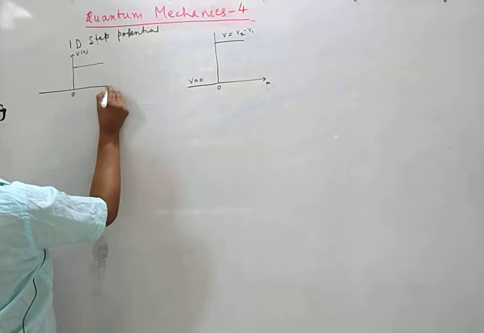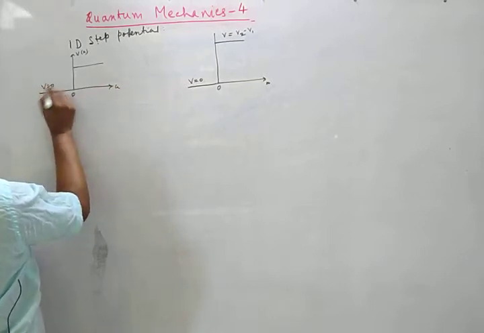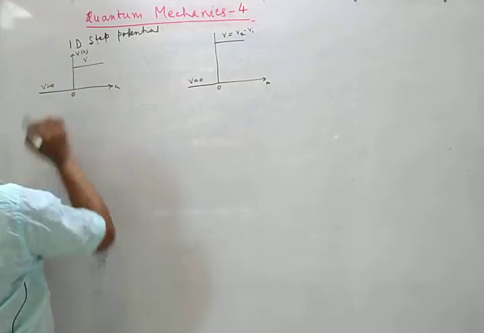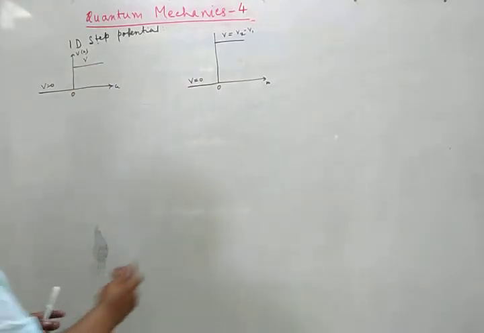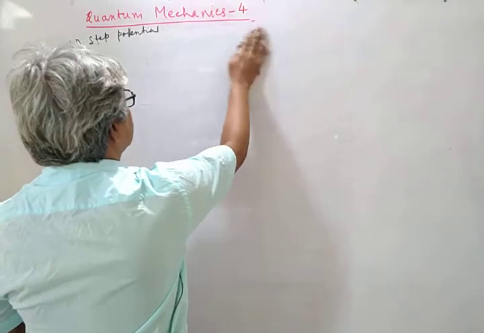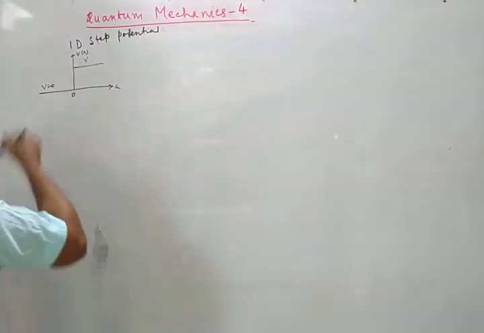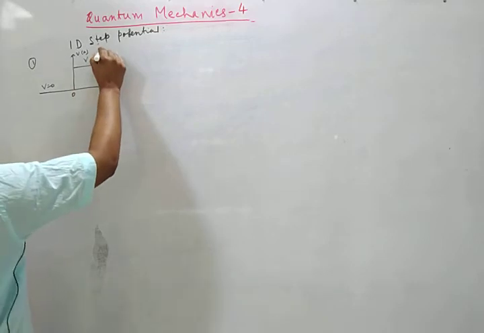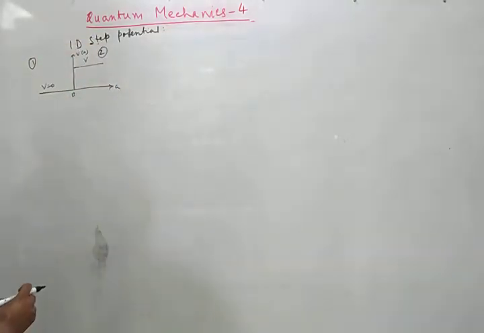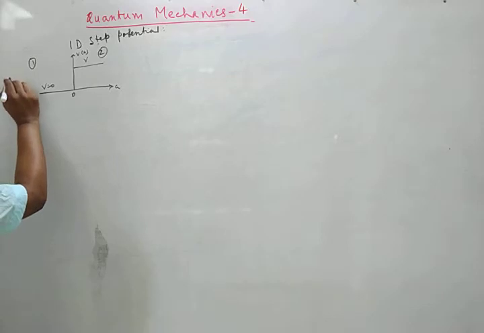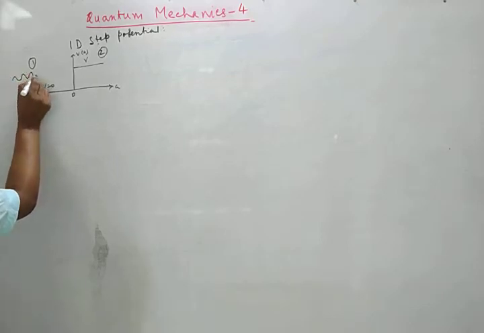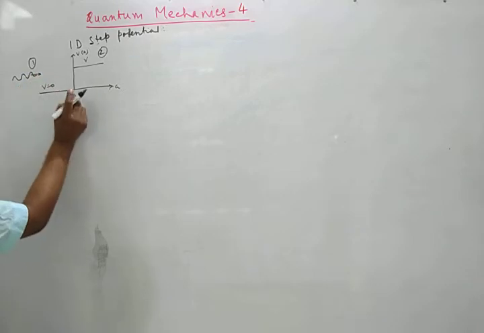Here the potential is V. So there are two regions. One region is towards the left of the origin. This is called region 1, and this is region 2. In region 1, the potential is 0, so it is a free particle. We initialize the system to be like this. A free particle is moving towards the right and approaches the step located at the origin.